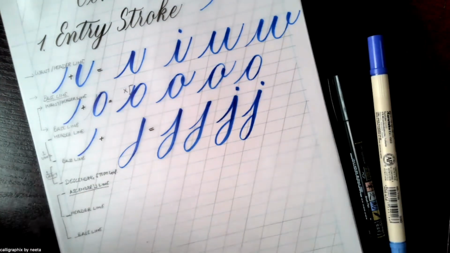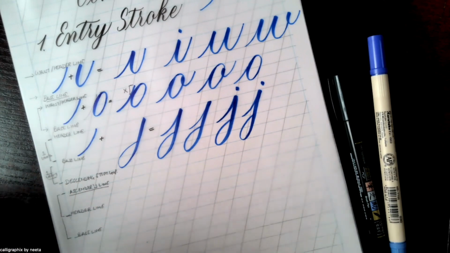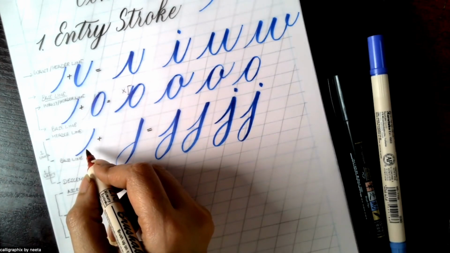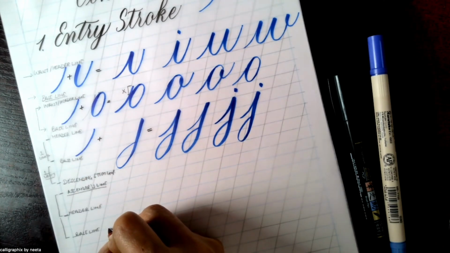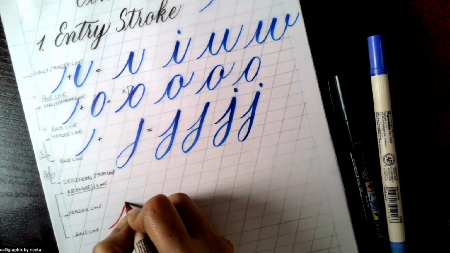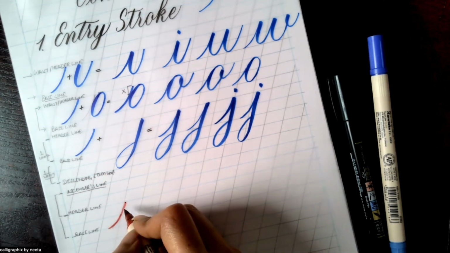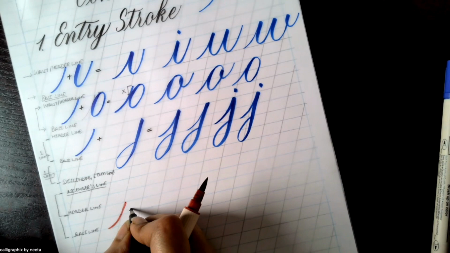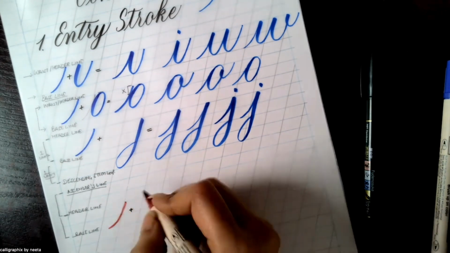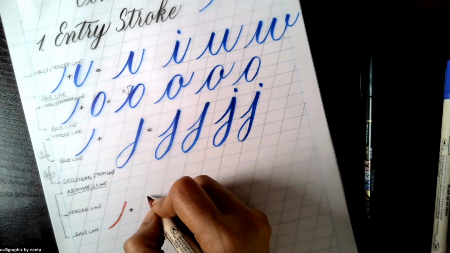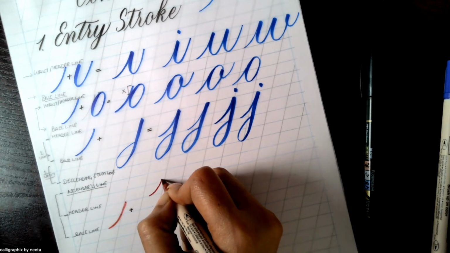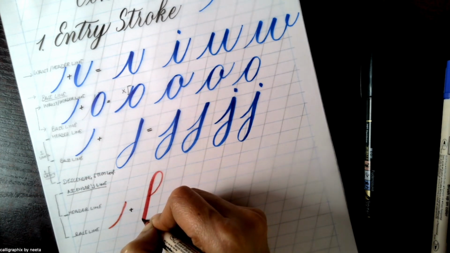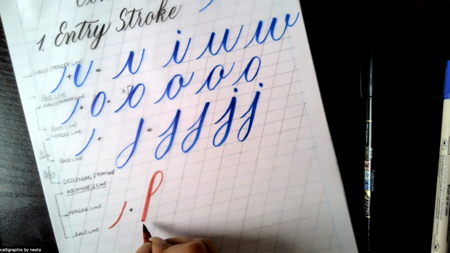So let's have a look how we are going to create our stroke connection for entry stroke connecting with ascending stem loop. So this is our entry stroke, which starts from our baseline and goes till the header line, and then we are combining it with our ascending stem loop. So ascending stem loop starts from the header line, it comes in a teardrop shape and then goes down till our baseline.